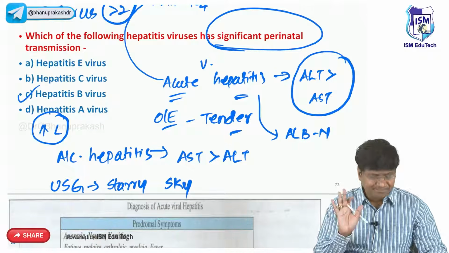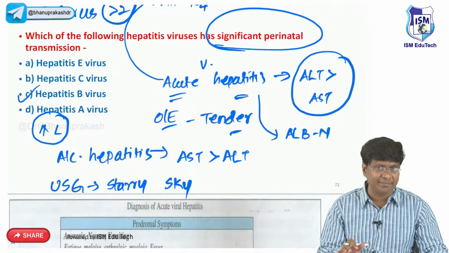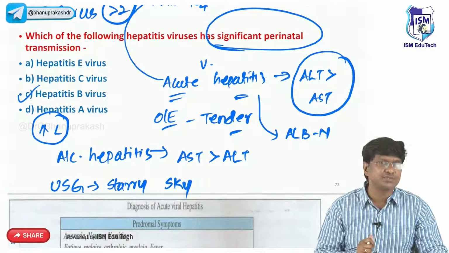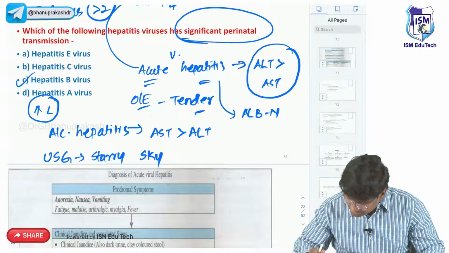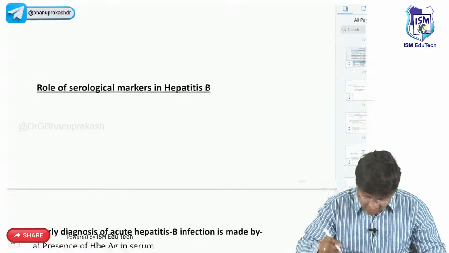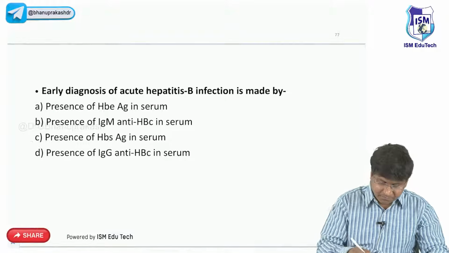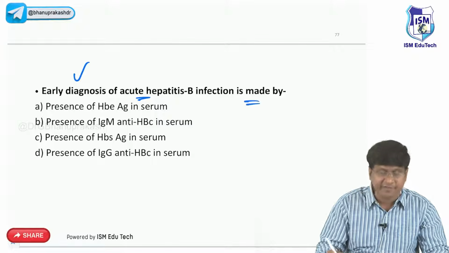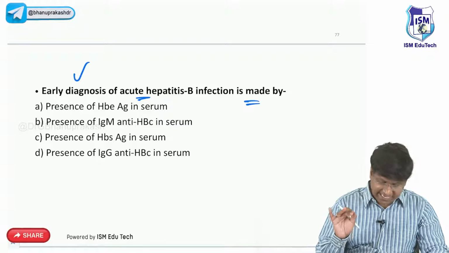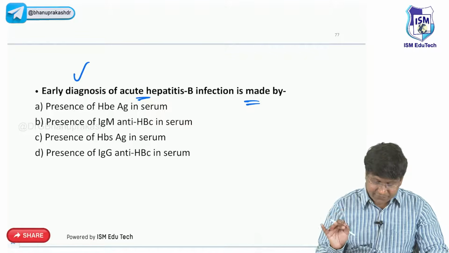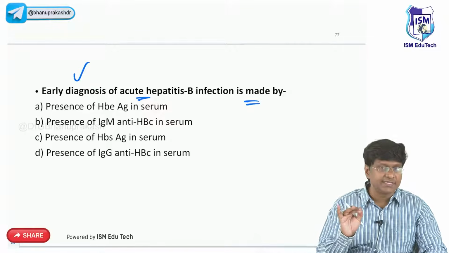Okay, right. So that was some points related to acute hepatitis. But what is very, very important in the entire hepatitis, acute and chronic, is serology. Now, let me discuss the serology. So, the role of serological markers in hepatitis B virus. You see this question. Early diagnosis of acute hepatitis B infection is made by presence of envelope antigen, presence of IgM anti-HBC in the serum, presence of surface antigen in the serum, or presence of IgG anti-HBC in the serum. So what will tell you that it's an acute infection?